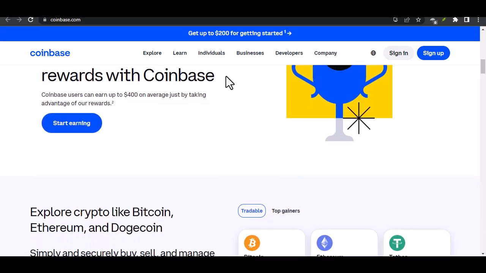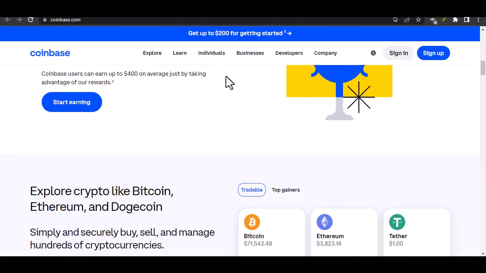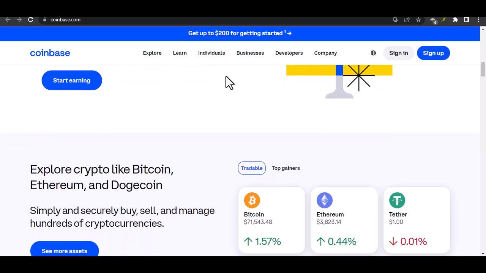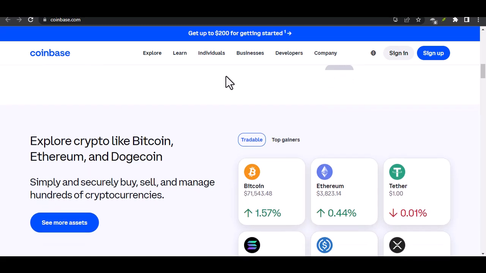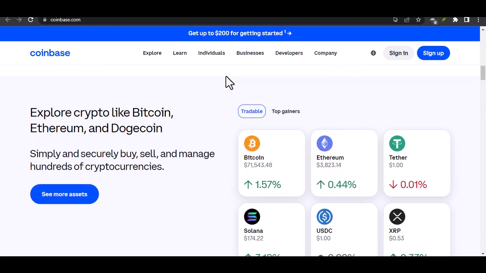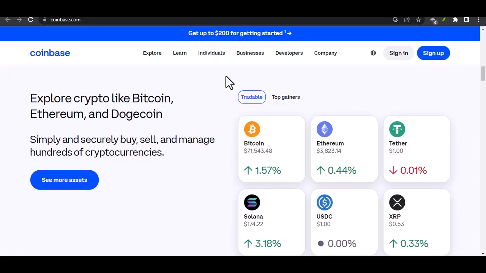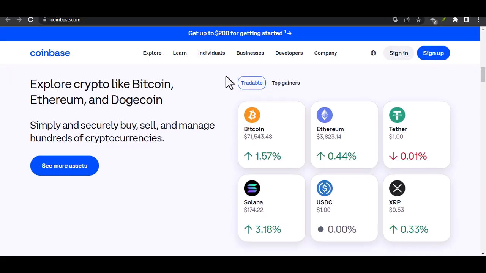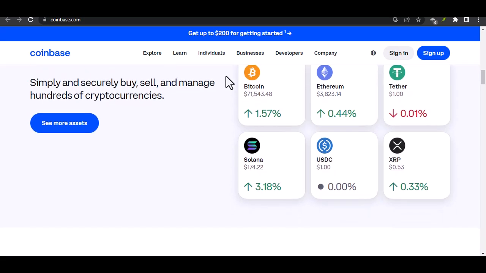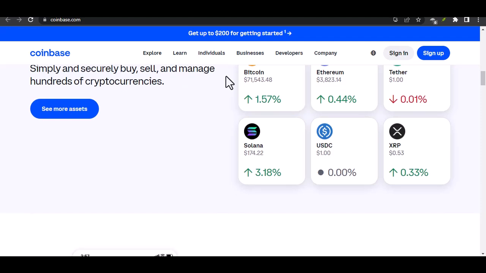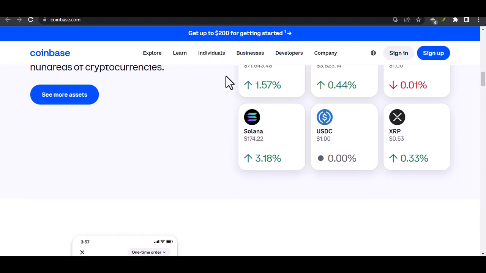But fear not, crypto comrades. This video will be your one-stop shop for understanding Coinbase transfer fees and how to potentially minimize that financial sting. We'll delve into the different withdrawal methods, explore hidden costs, and even throw in some tips to make the process as smooth as a freshly minted NFT. Now, buckle up and get ready to navigate the world of Coinbase transfers like a crypto pro.